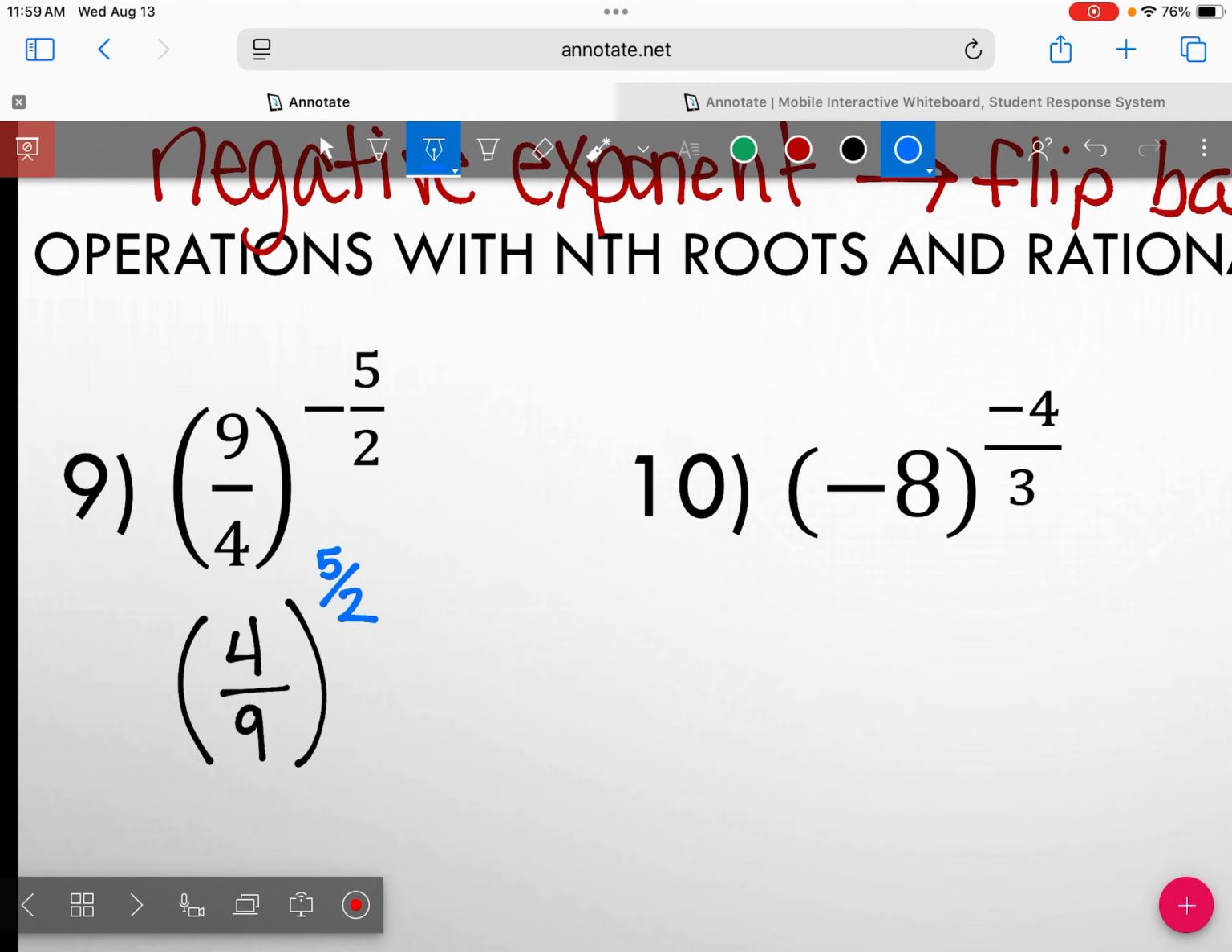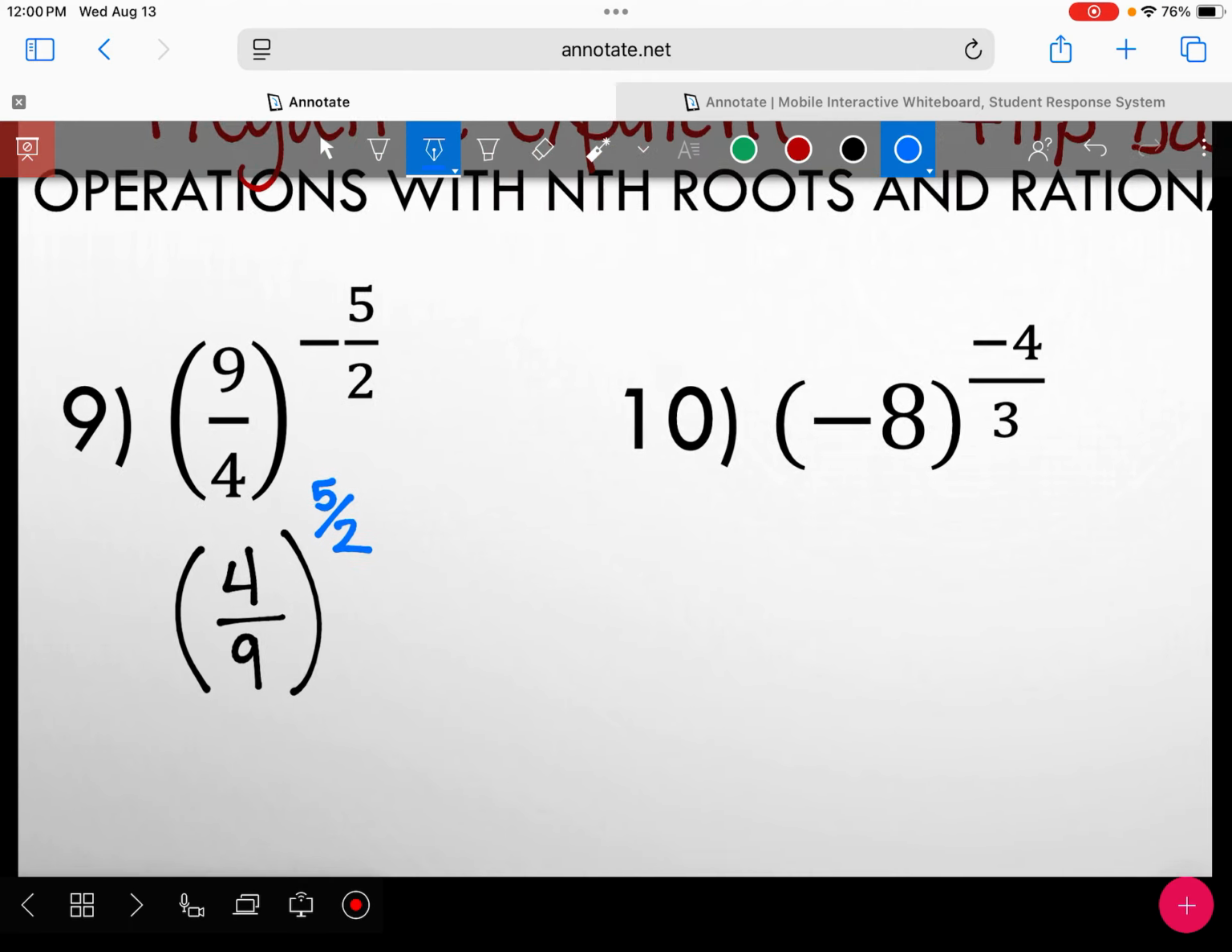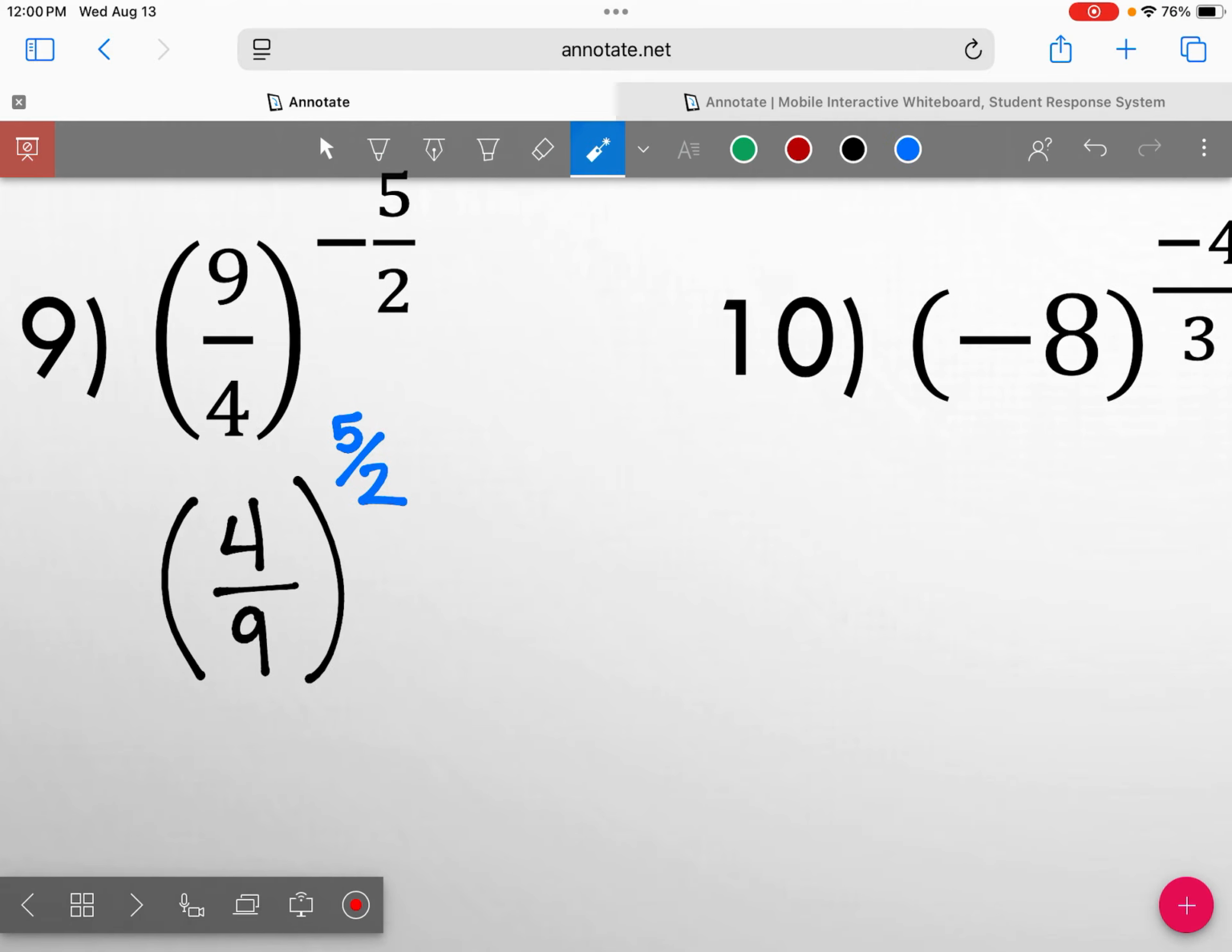So now we're going to do the exact same thing we did for number 6 and 7, except we have two different numbers. So what this is telling me to do is take the square root first and then take that answer to the power of 5. Now you could take it to the power of 5 first, but then you could do 4 to the power of 5 and then take the square root of that. But again, when it's a number, I usually start with the index or the root.